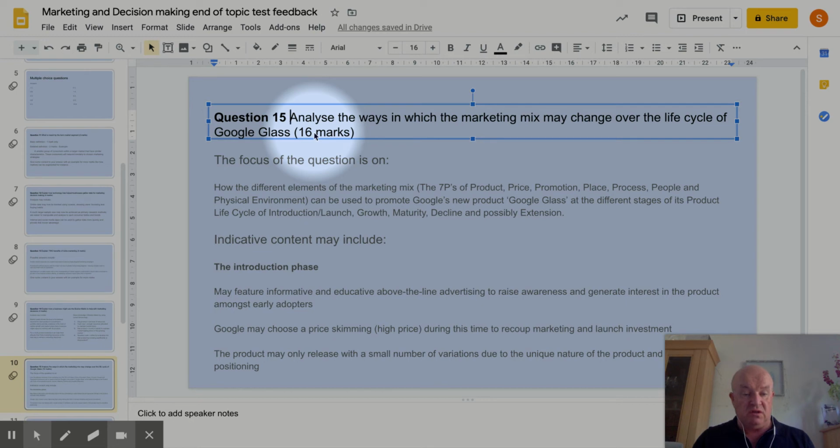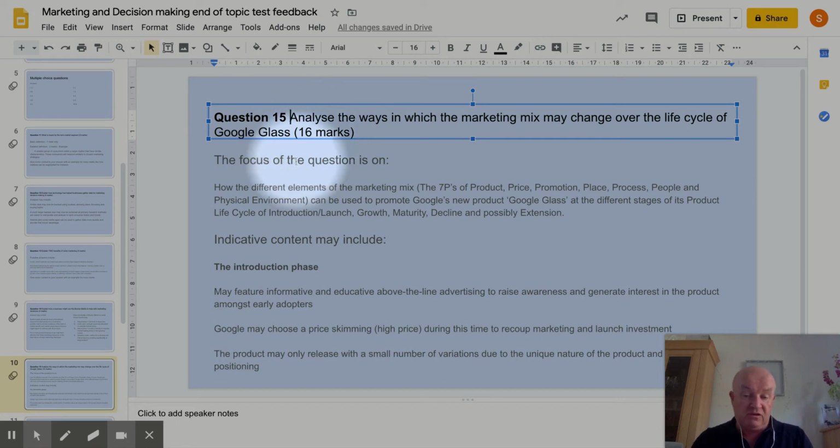Okay, but also the life cycle, which is sort of slipped in there, is actually the product life cycle that we need to look at, which is essentially the level of sales plotted over time, and basically there are 4 or 5 different stages, and essentially what we need to do in this instance is to say how can we look at how the marketing mix might change over the life cycle of Google Glass.